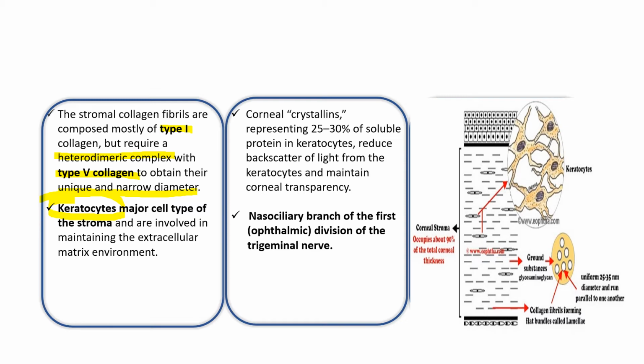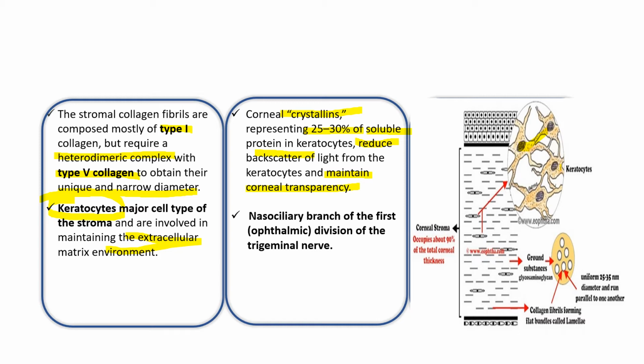Right, all these things maintain the extracellular matrix environment. Now these are the keratocytes, these are the cells, and they secrete or deposit the keratan sulfate, the chondroitin sulfate, and all the other things. Now there are some soluble proteins also. These are the crystallins. They represent about 25 to 30% of the soluble proteins in the keratocytes, and what they do is reduce the backscatter of light. They also maintain the corneal transparency, which is a very important thing, because if the cornea is not transparent, we will not be able to see anything.